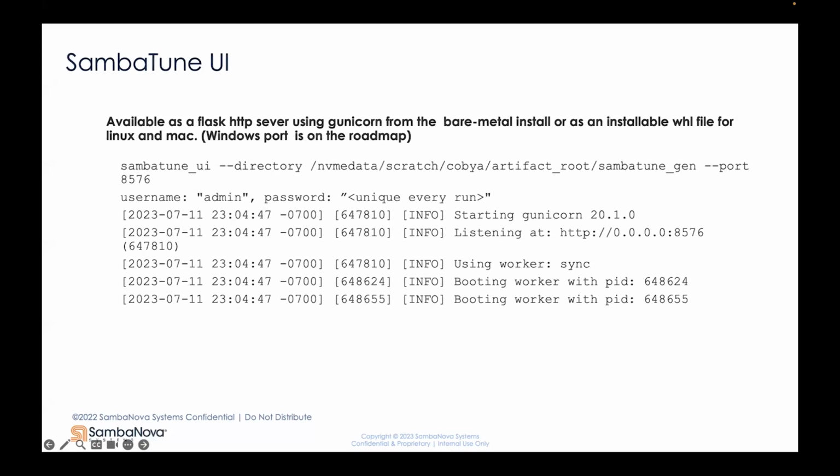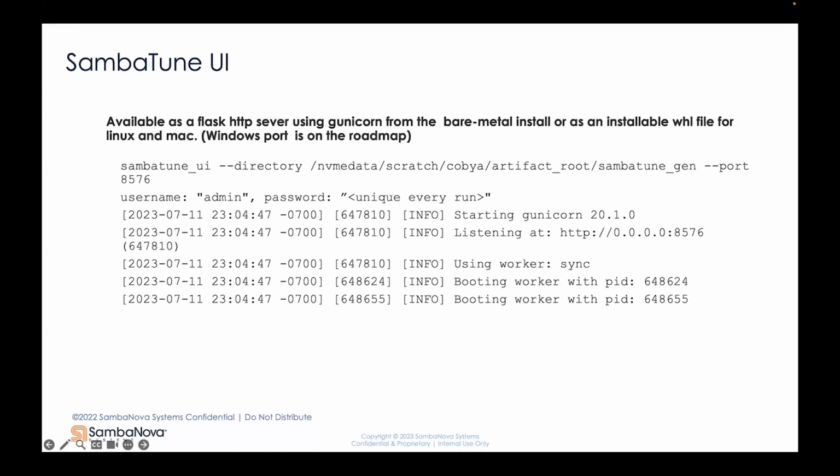All right. As I said, right now it only works on Linux and Mac. A Windows port is on the roadmap, as well as a Linux container port, so you can just launch a container on your Windows environment and do that. Right now, the reason it doesn't work on Windows is because Unicorn is not supported on Windows. So we have to port it to a different Flask web server.